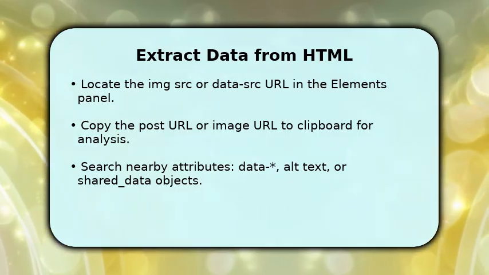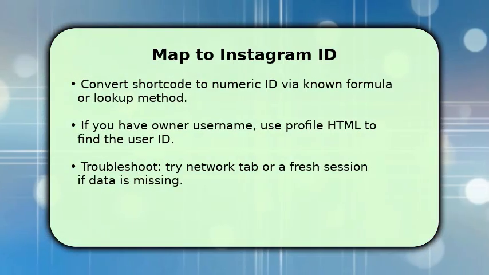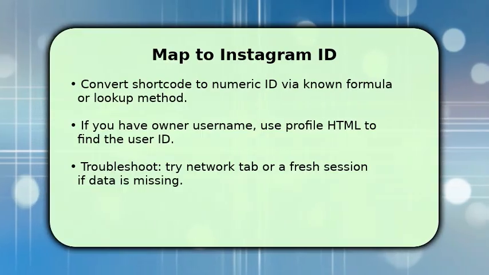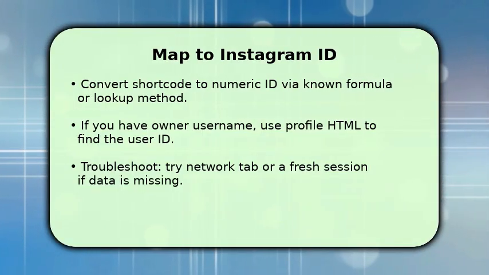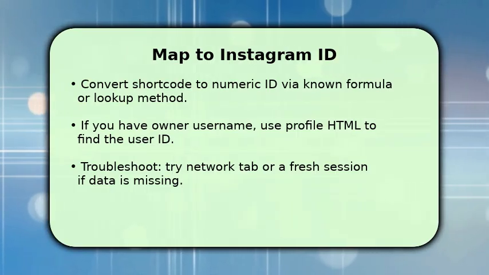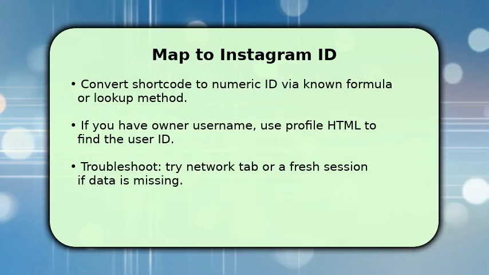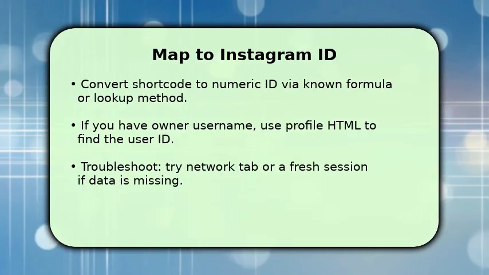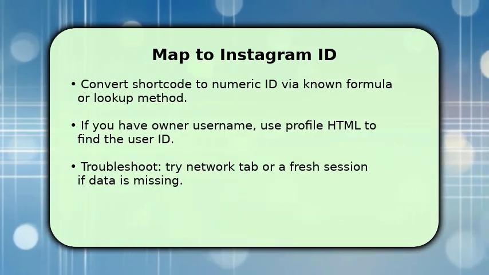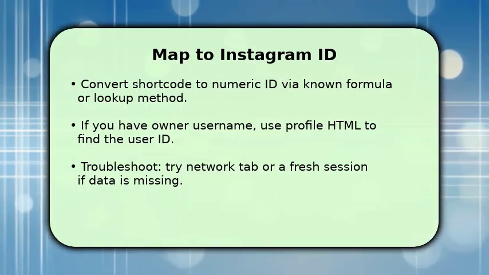With shortcode or owner info in hand, convert it to a numeric ID or fetch the profile page HTML to find the profile page or user ID. Once done, paste the shortcode into a conversion routine or decode base 62 to numeric. That yields the media or owner ID. If only username exists, open the profile and inspect page source for the user ID field. If data is obfuscated, clear cache, log out and back in, or use the network tab.